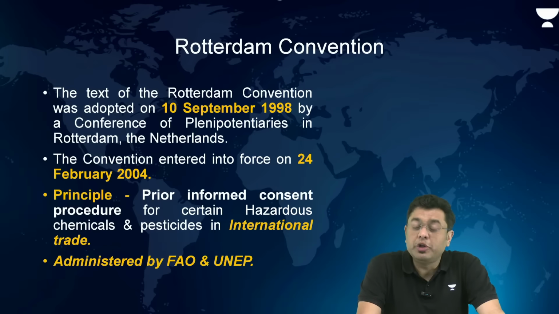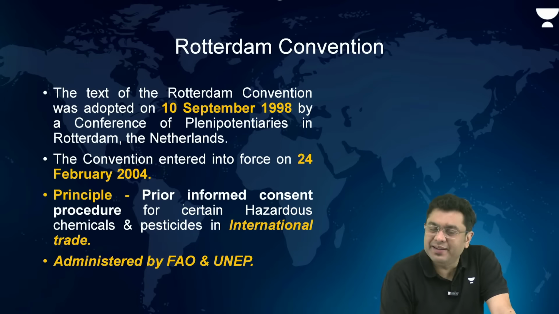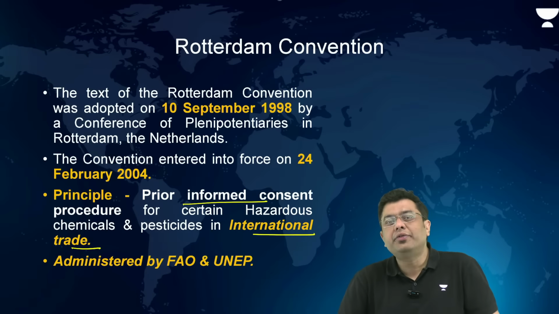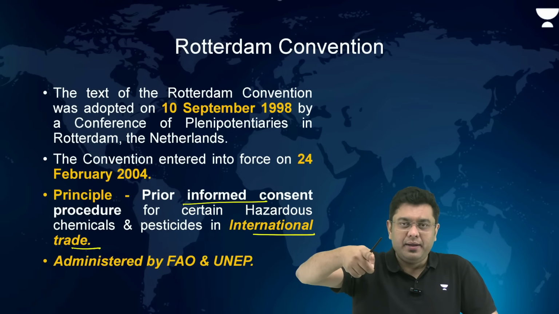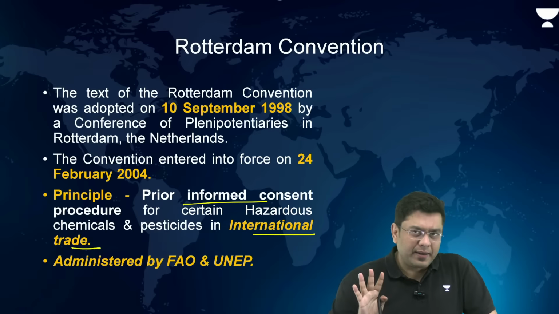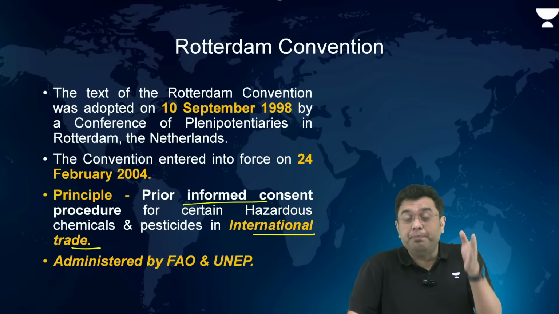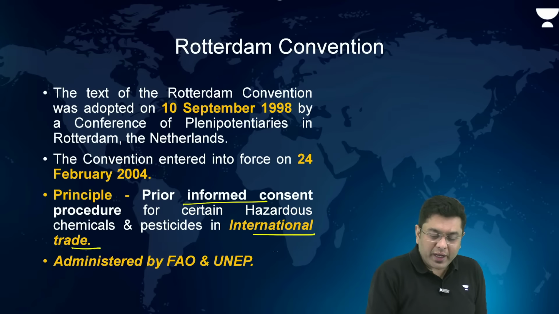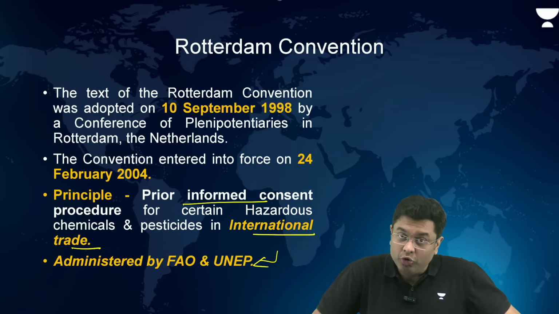Then we come to the Rotterdam Convention. The Rotterdam Convention is basically, again, about prior informed consent, to prevent the international trade in hazardous chemicals and pesticides. So what was Basel? Basel was transboundary movement, not trade, where I am just sending it, right? This is for international trade, that nobody should be trading in those banned chemicals. It is administered by FAO and UNEP. UNEP was set up when? 1972, as a consequence of the Stockholm Conference.